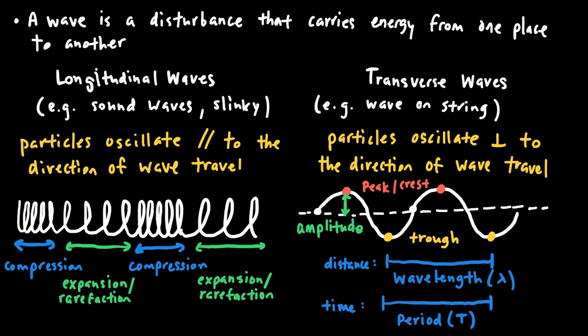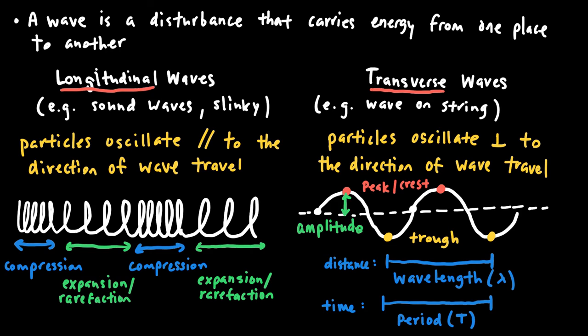Now I'd like to talk a little bit about waves in general. Waves are a disturbance that carries energy from one place to another. And so we talked about two different types of waves in general: longitudinal waves and transverse waves. These are both different types of mechanical waves that carry energy from one place to another.